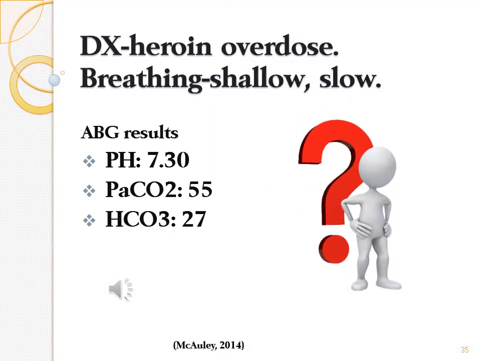Your patient has a diagnosis of heroin overdose. His breathing is shallow and slow. ABG results: 7.30 for a pH. PaCO2 is 55. Bicarbonate is 27.